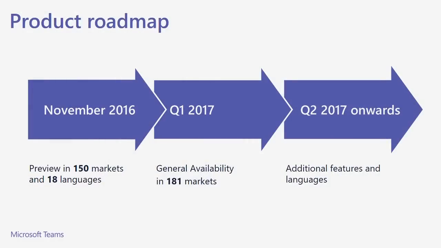So we launched Preview in November, and we were in 150 markets in 18 languages. And our GA is planned for later this quarter. However, the biggest piece is when you get to take advantage of what we're delivering in the cloud, you get to take advantage of innovation that we can deliver on a much more rapid basis. If you think of historically, we would release a major server version of something every 3 years at Microsoft. Now we are releasing new features. We are releasing new capabilities consistently within the Office 365 suite.